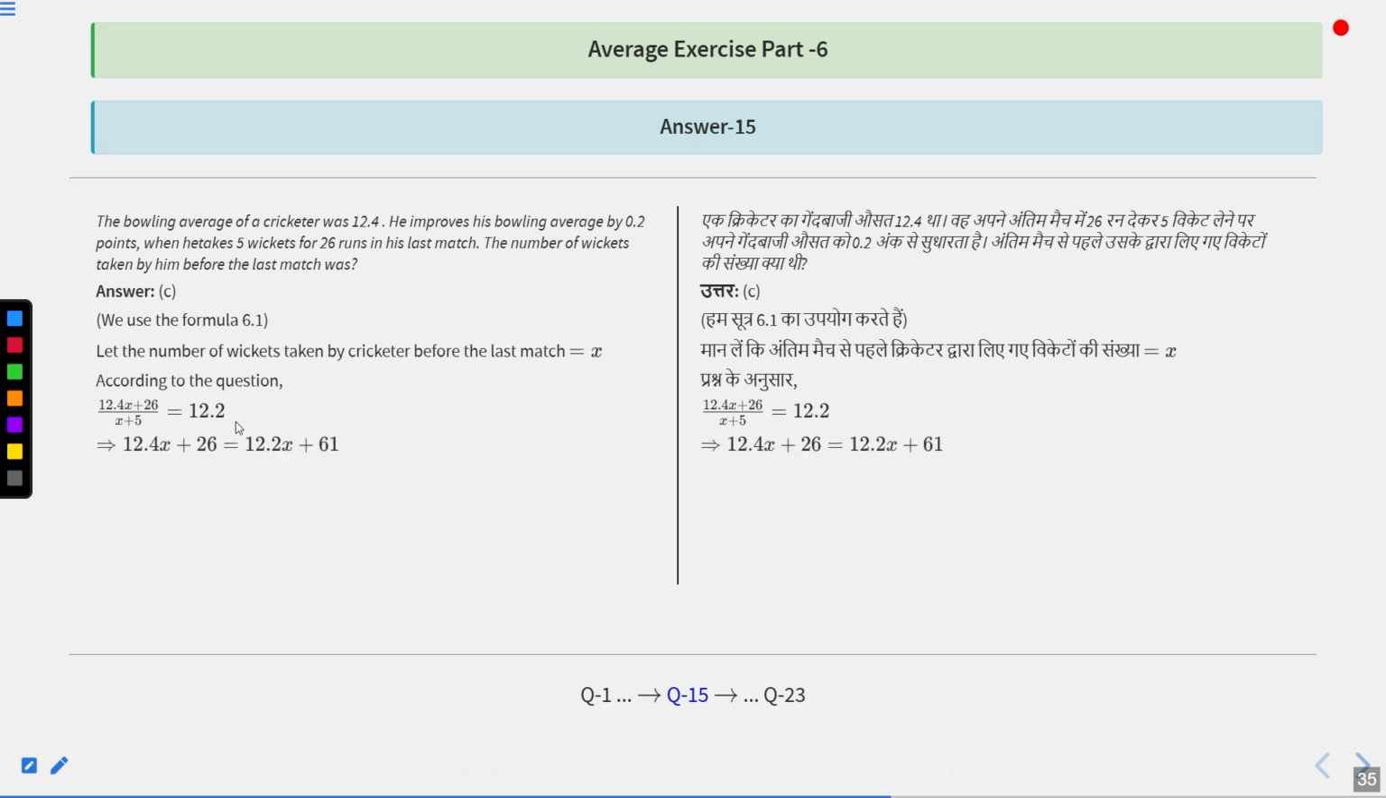Clear? So we can calculate the value of X, which becomes 175 wickets. Clear? So before the last match, he took 175 wickets. C is the correct answer.